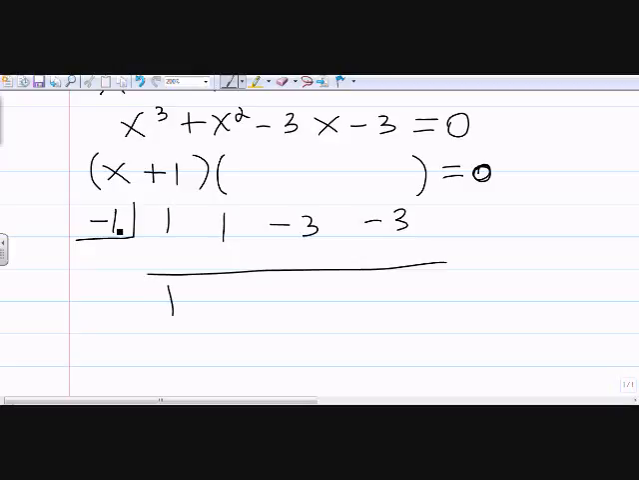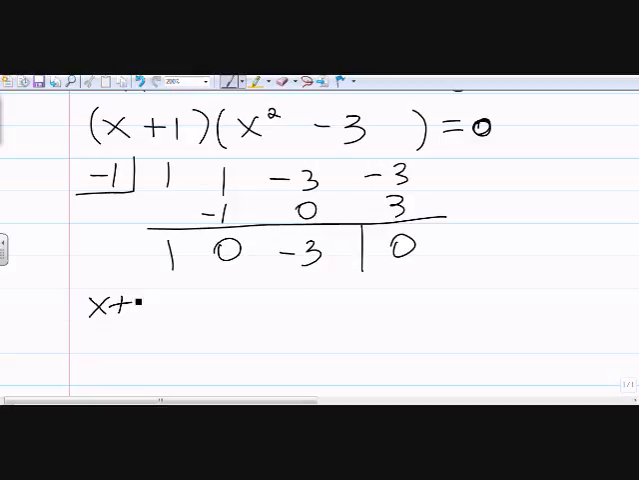Okay, 1. Negative 1 times 1 is negative 1. 0. Negative 1 times 0 is 0. Negative 3. Negative 1 times negative 3, positive 3, so I have a remainder of 0. So this represents 1x squared plus 0x minus 3. Okay, now I can solve.